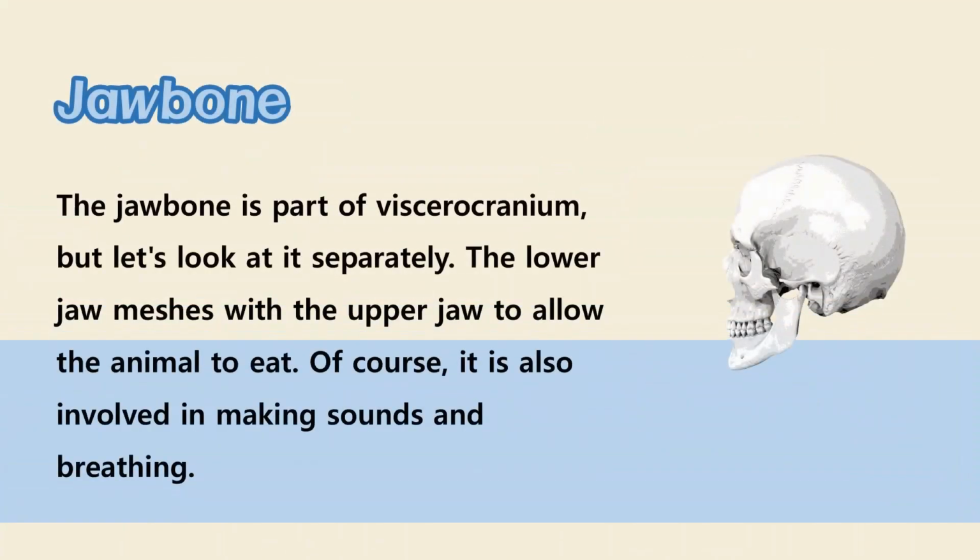Jawbone. The jawbone is part of the viscera cranium. But let's look at it separately. The lower jaw meshes with the upper jaw to allow the animal to eat. Of course, it is also involved in making sounds and breathing.